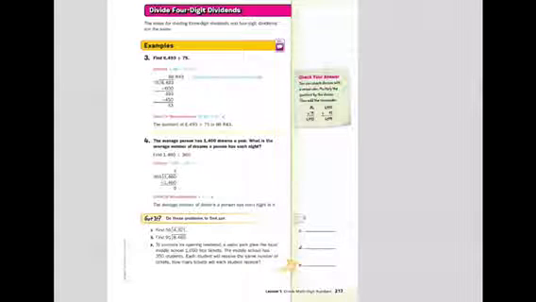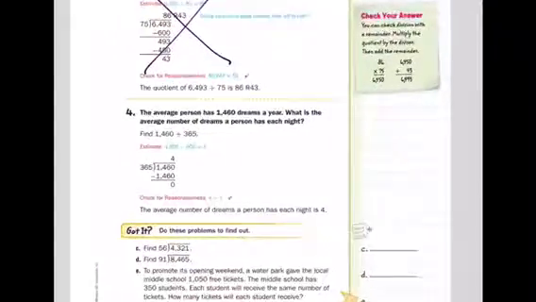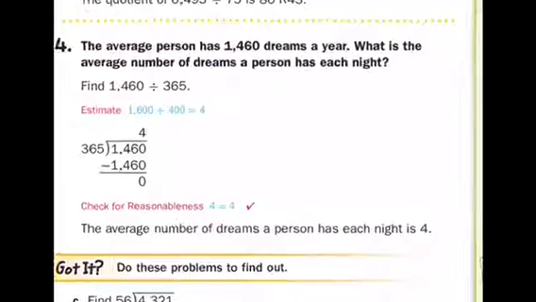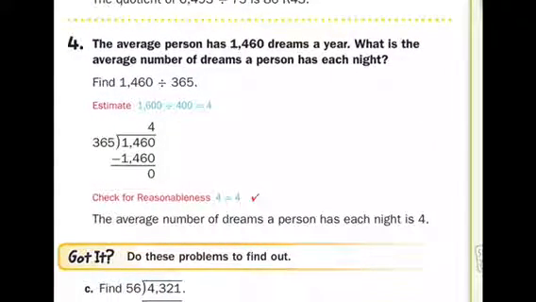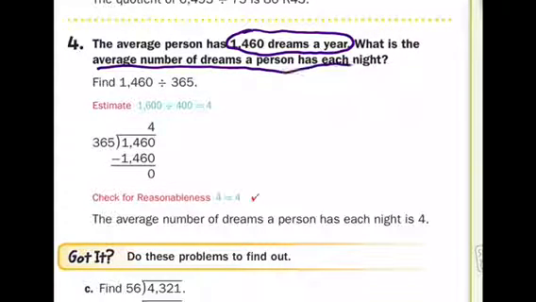Now, on this page, I'm actually not going to go over example 3 because it's not that different from example 2. But I am going to go over example 4 because it is a real-world problem. So, going over this one, it says, the average person has 1,460 dreams a year. What is the average number of dreams a person has each night? So what we have to do is we have to take our 1,460 dreams and split them by the number of nights in a year. Remember, if you know there's 365 days in a year, there's 365 nights in a year.